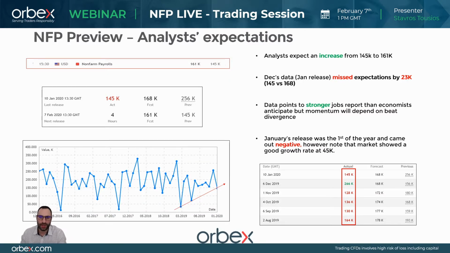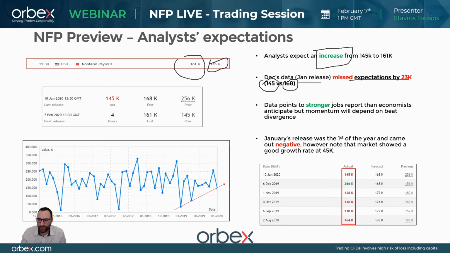Now, I want to go ahead and start with the preview first, and I will just grab the pen over here from the software. We see that the current estimate is 161K, which is larger than the 145,000 last time. Analysts are expecting an increase of 16K. In December, which is January's release, expectations were missed by 23K, okay? We were expecting 168, we received 145.